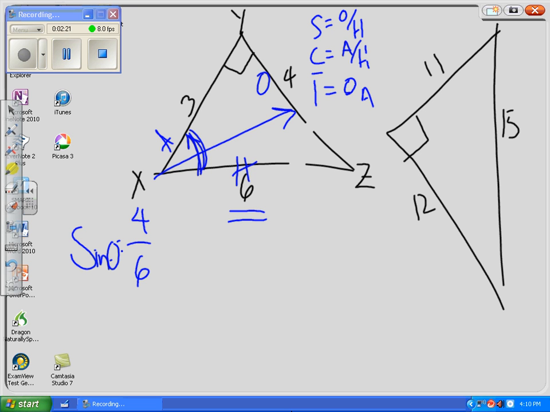Okay, cosine. The adjacent, which is 3, over the hypotenuse, which is still 6. So the cosine of theta is equal to that, and then the tangent. Now this is where it's tricky. The opposite is 4, and the adjacent is 3. Here we have another example where the tangent is a number larger than 1. It's 1 1/3, right? Okay, so that's the first homework problem.